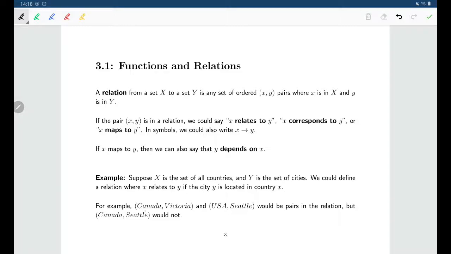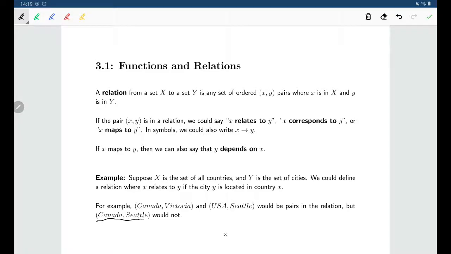So something like Canada, comma, Victoria, that would be a pair, because Canada is a country, Victoria is a city, and Victoria is located in Canada. So Canada, comma, Victoria, that would be a pair in our relation. Just like USA, comma, Seattle, that would be a pair as well, because USA is a country, Seattle is a city, and Seattle is a city which happens to be in the USA.